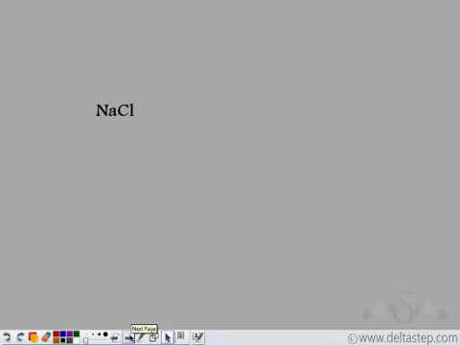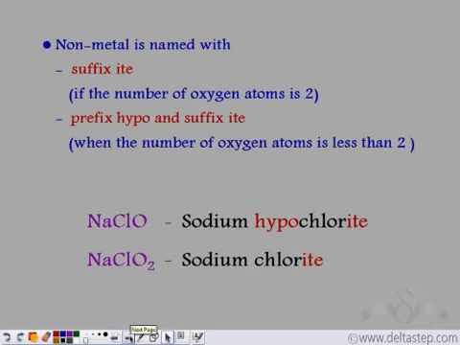In this, we have a metal, a non-metal. So we know sodium is a metal, chlorine is a non-metal. So sodium remains as it is, and for chlorine, the suffix "ide" is added. So the name becomes sodium chloride. Now, when we have a compound, we have two elements and an oxygen.